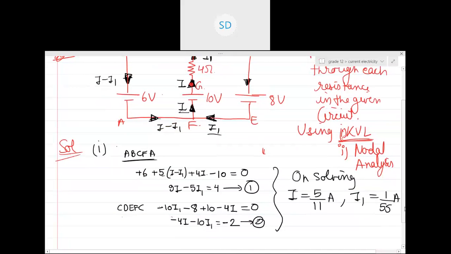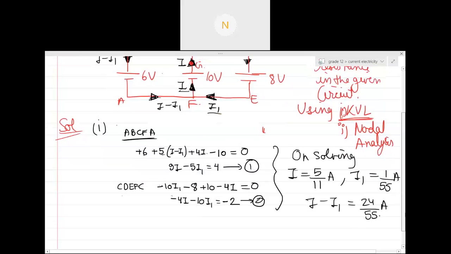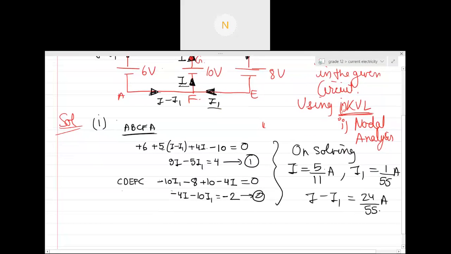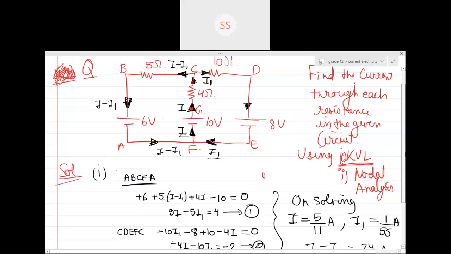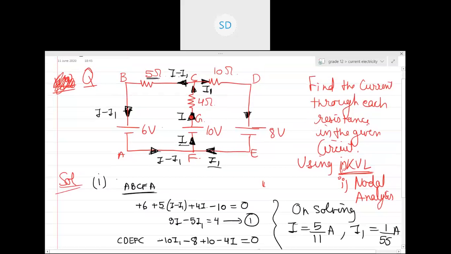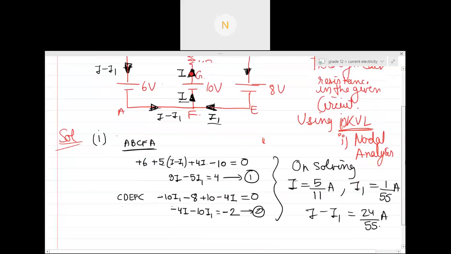Now you've got the value of i and i1. Acha, what is i minus i1? 24 by 55. Are you sure? Yes, sir. Okay. So everything is coming positive, that implies every direction is correct. So what is the current through the 5 ohm resistor? i minus i1, right? So that is 24 by 55. That's the answer. What is the current through 10 ohm? i1, which is 1 by 55. And what is the current through 4 ohm? 5 by 11. So this is how you do it using KVL.